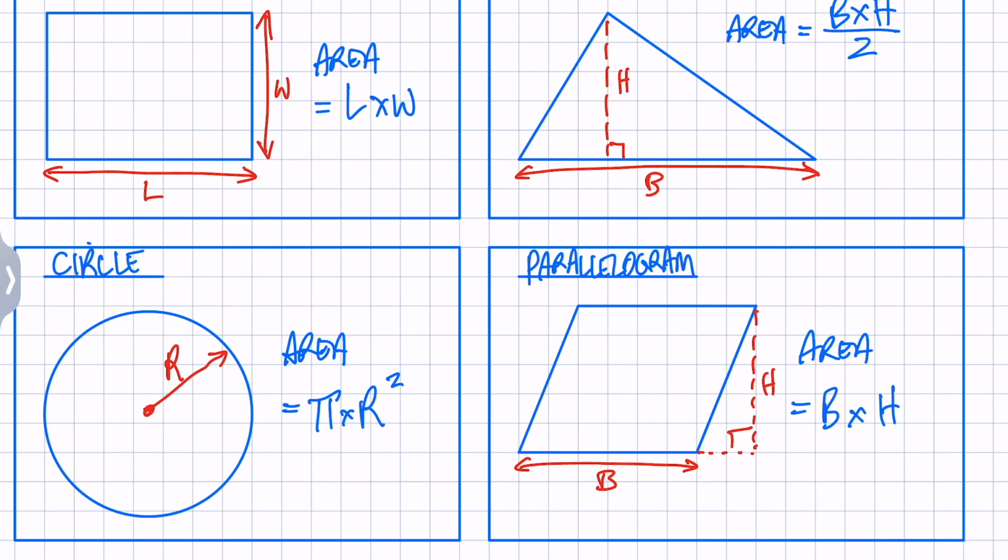All right, parallelogram, that's easy. It's very similar to a rectangle. It's the base times by the height. You can think of a parallelogram. They got a rectangle and they just pushed it to make it wonky slightly.